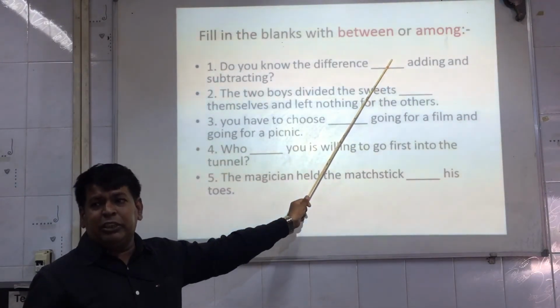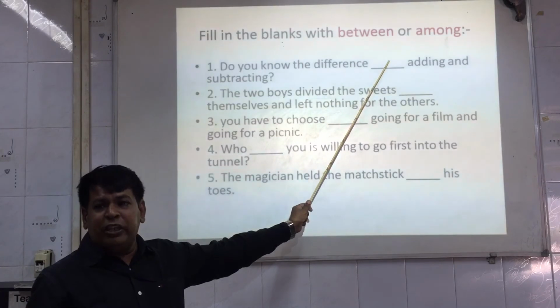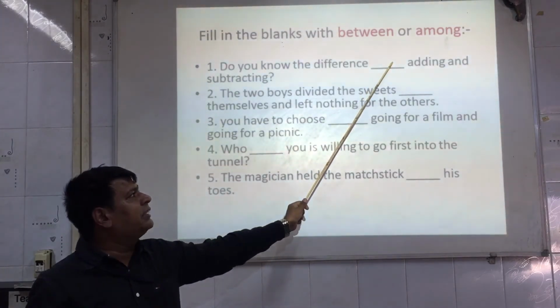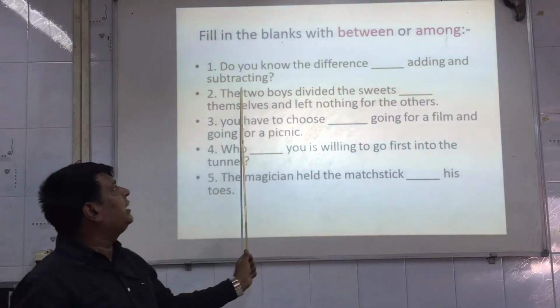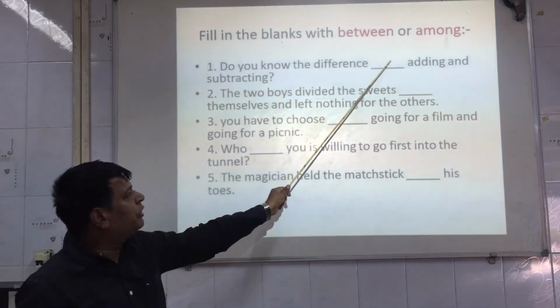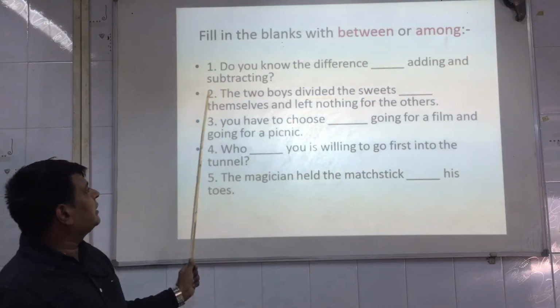Between. Very good. Which preposition will come? Between, because here we are talking about two things, that is addition and subtracting. So we use the preposition between here. See the second one now.